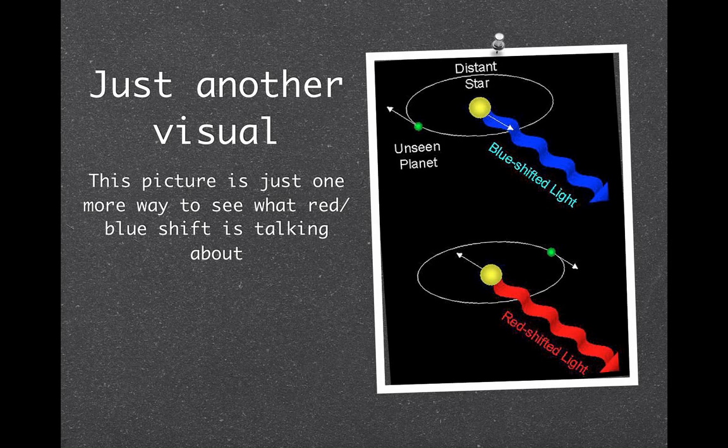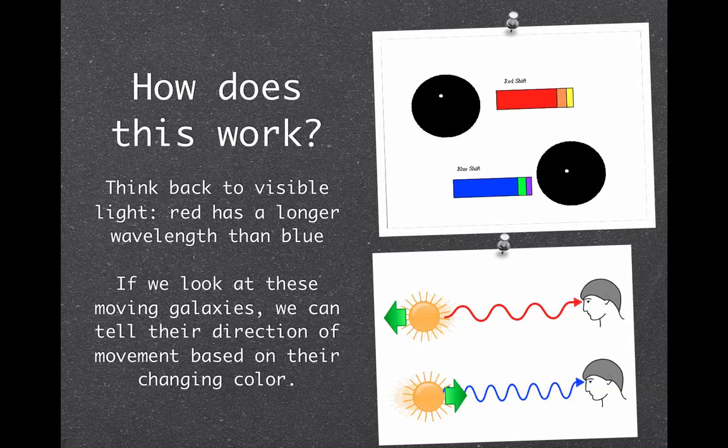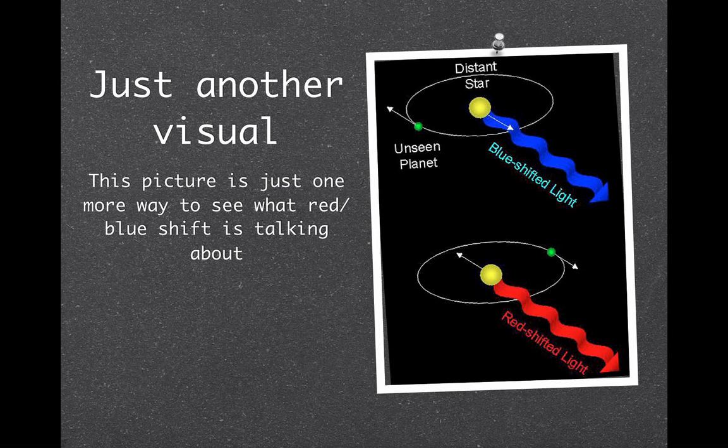So just another visual. This shows a distant star and an unseen planet. This is just one more way to look at it. So if these pictures don't make sense to you, then you can pause it and draw one of these.